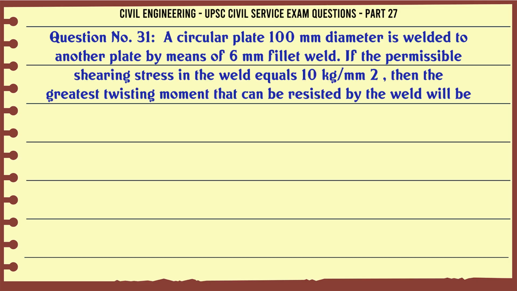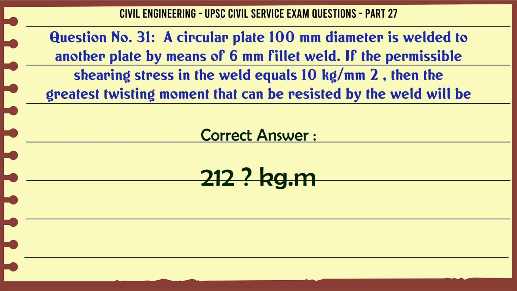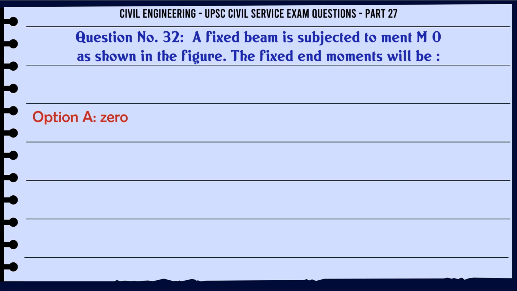A circular plate 100 mm in diameter is welded to another plate by means of a 6 mm fillet weld. If the permissible shearing stress in the weld equals 10 kg/mm², then the greatest twisting moment that can be resisted by the weld will be: A. 424 kg.m, B. 300 kg.m, C. 212 kg.m, D. 60 kg.m. The correct answer is 212 kg.m.